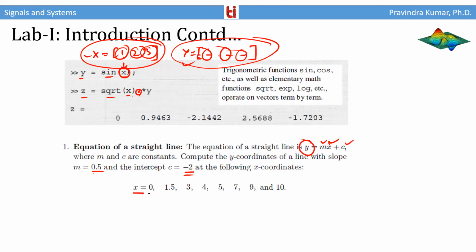So first of all, what you will do, you will define x. This is given x 0, 1.5, 3, and all these. So first of all, you have to make the matrix or vector of this. Then in the next line, you will write y is equal to 0.5 into x minus 2. So this mathematics can be solved.